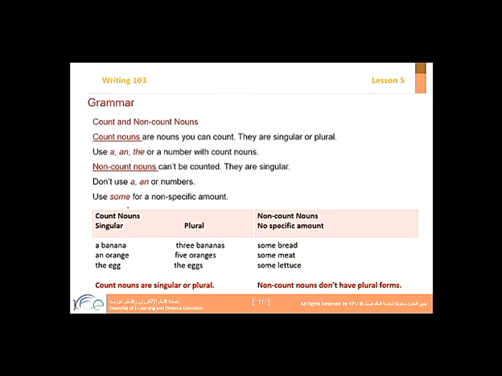Now, we move to count and non-count nouns. So, a noun could be countable or non-countable. Countable nouns means that we could use numbers before them. Or we could use what? A or an. But non-countable nouns, it means we cannot use numbers before them, and we cannot use a or an.